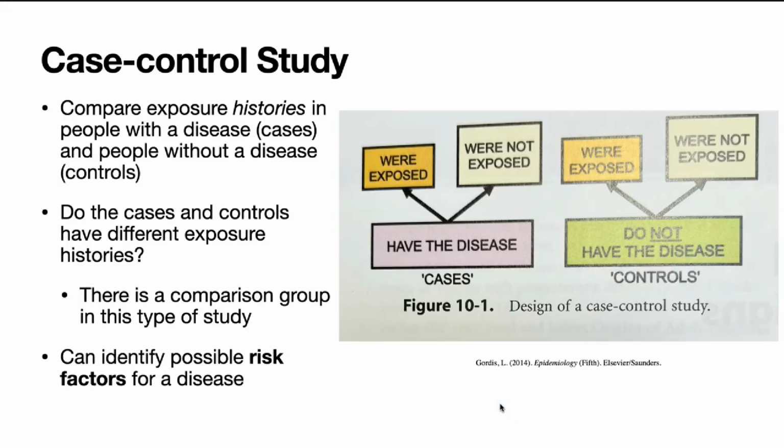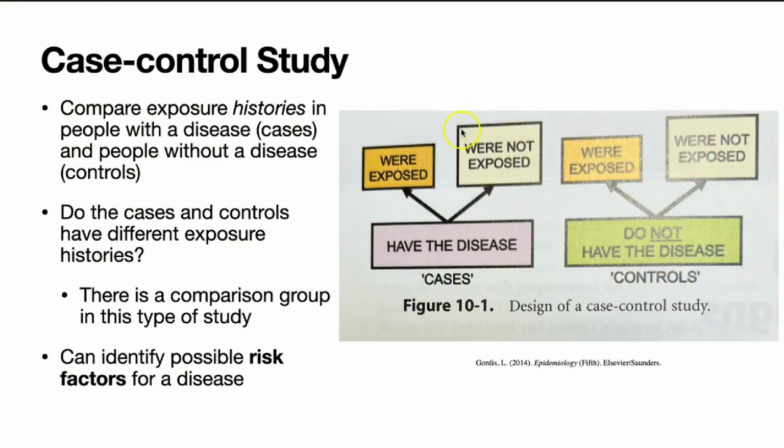Case control studies compare exposure histories in people with a disease, so those would be the cases, and people without the disease, so those would be the controls. So you have these two groups of people. One group has a disease. You're going to look back in time to see what exposures they had. And then you have the controls who don't have the disease. You're going to look back in time to see what exposures they may or may not have had.